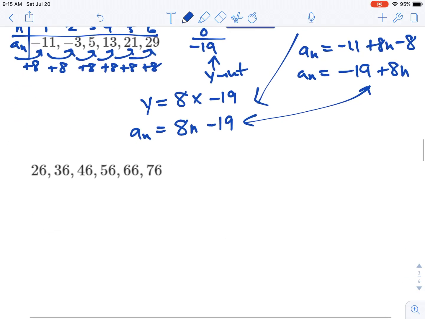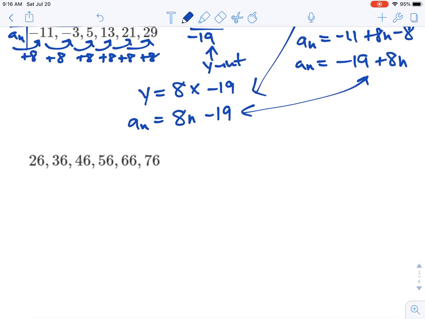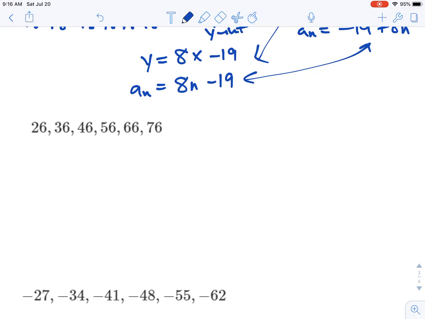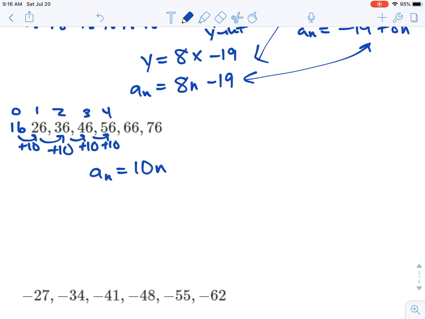So another example here would be the next one, 26, 36, 46, etc. That one's pretty easy to see what we're changing by. We're adding 10 every time. So this is the first term, the second, the third, etc. So the 0th term would be 10 less than 26, which would be 16. So for our formula, it would be a of n equals the slope, 10, times n, plus the y-intercept, 16. And it really is that easy.